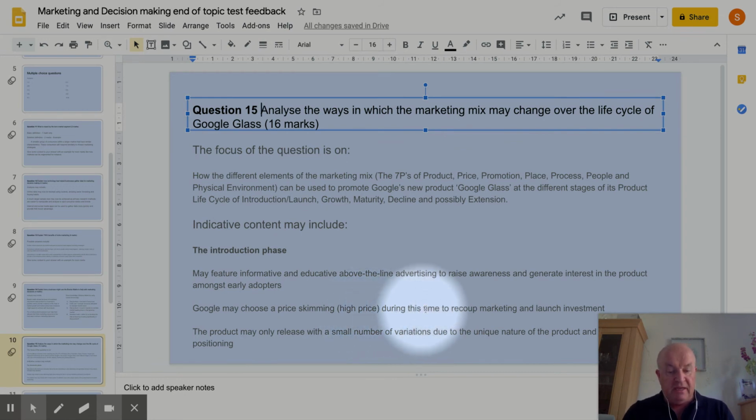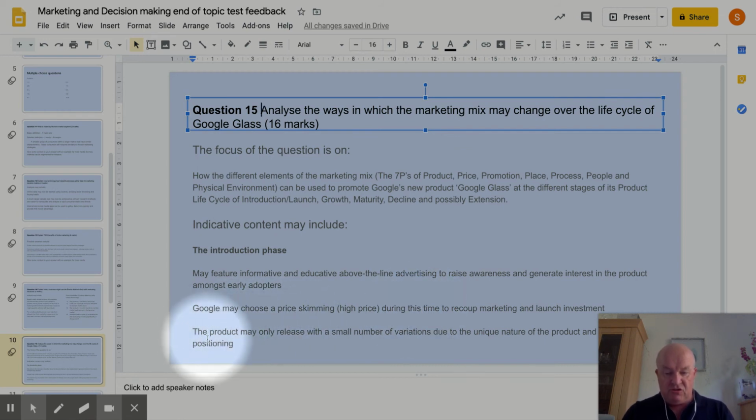So clearly, in this instance, we want to be looking at price skimming to recoup some of the marketing and launch investment, because clearly the innovation and development costs of a product like Google Glass are high. If you're Google, you want to try and recuperate that, gain as much of that as possible, okay? And gain some of that money back by charging a high price, okay?